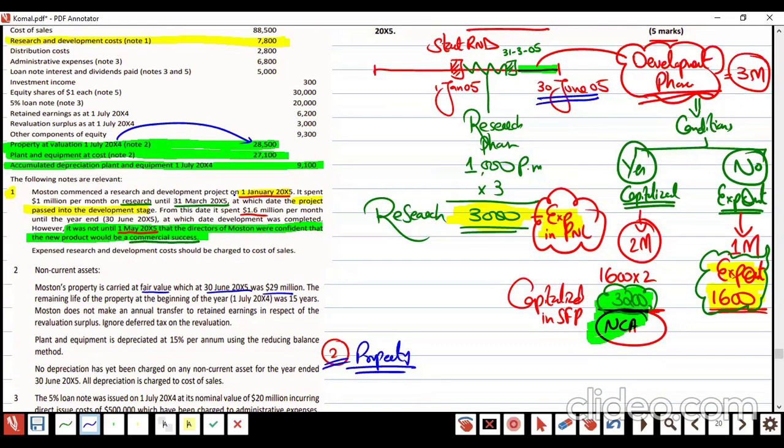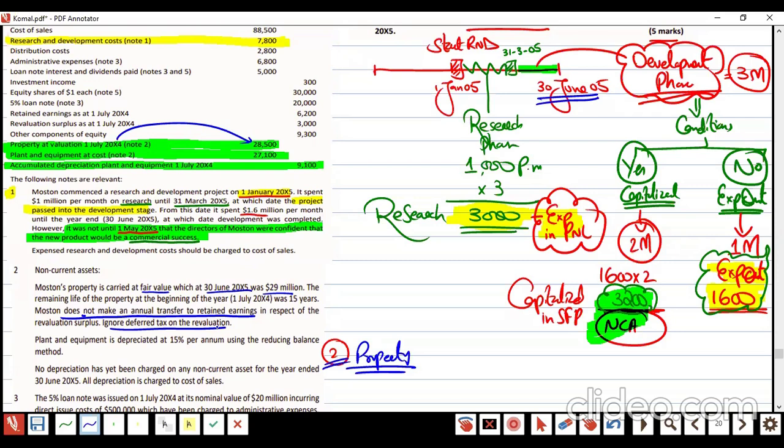Now the life, at the beginning of the year, the life was 14 years, right? Okay, then the company does not make any annual transfer to retained earnings in respect of revaluation. Ignore the deferred tax. This guy is a very nice guy. He is not doing the transfer to retained earnings. You remember the excess depreciation needs to be transferred to retained earnings. This guy is not doing that. Very nice guy. I like him. Okay, so what to do?